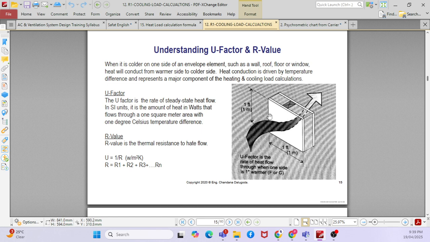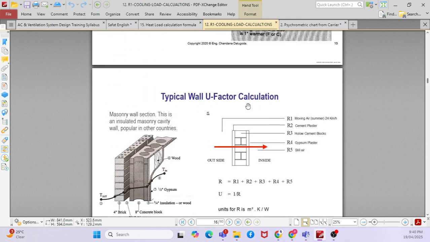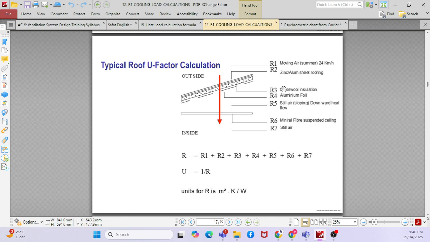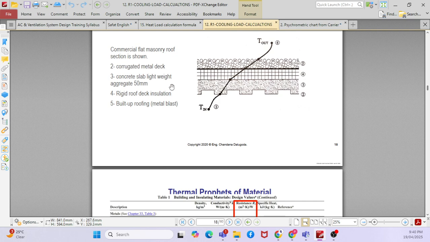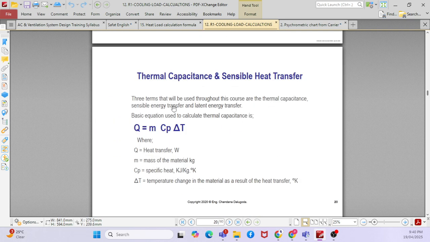Okay, so you start reading this document, then you will start understanding. And then you have a typical wall U factor calculation, then a U factor calculation for the roof, depending upon the different materials and their thermal properties. What is the equation here?